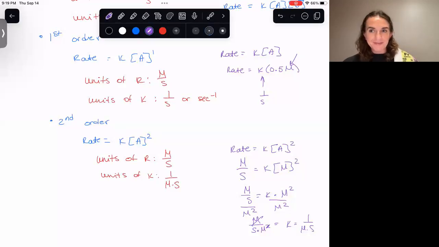Do we feel better? Thumbs up, thumbs down. In the middle. Okay, I'll take silence as a good thing.